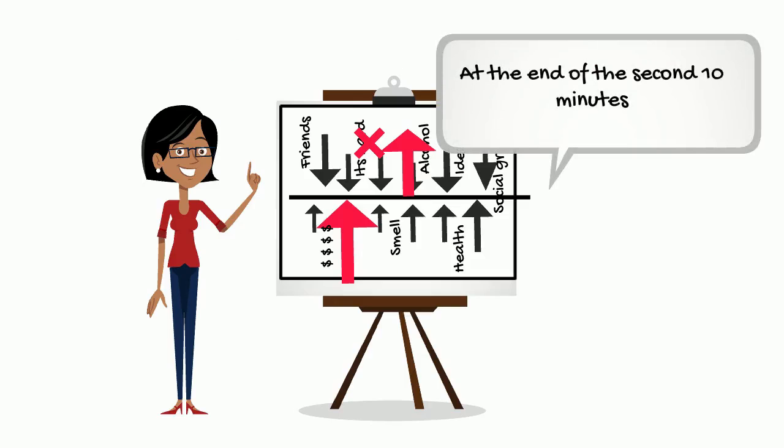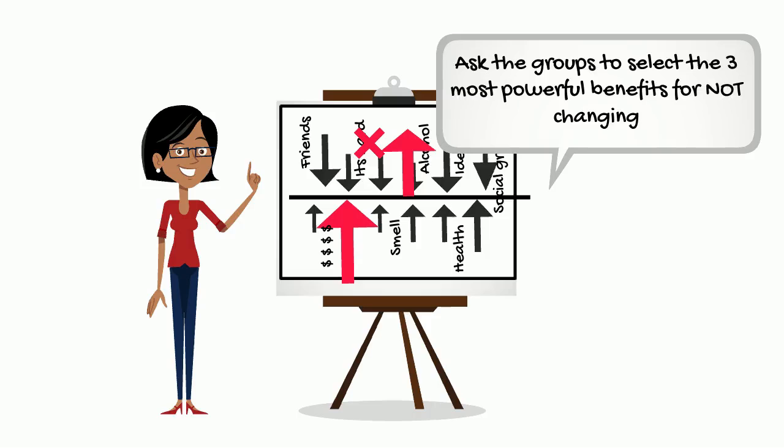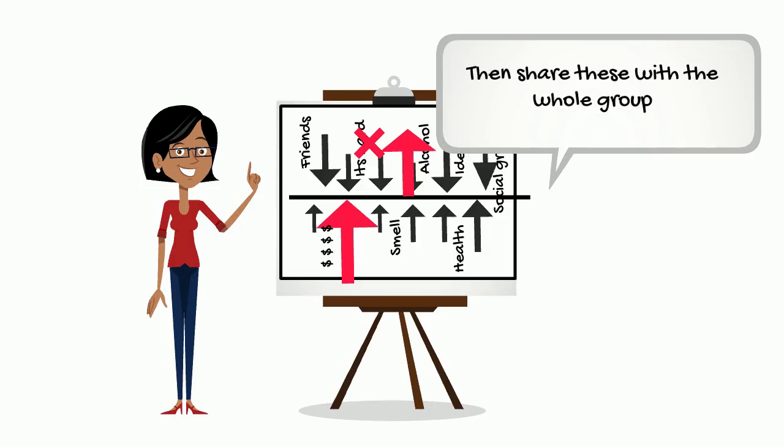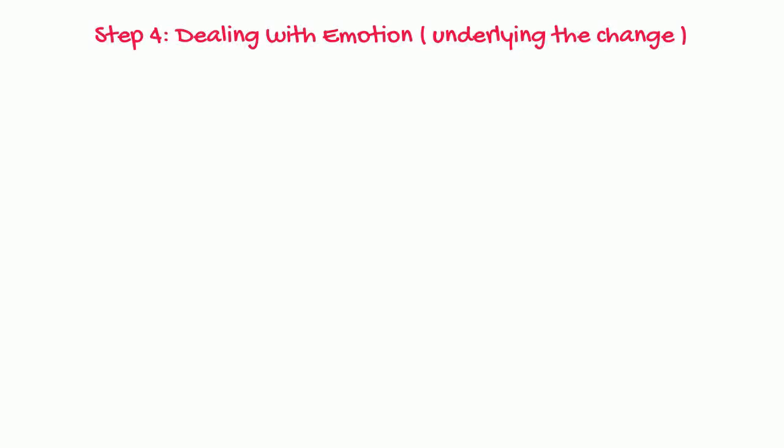At the end of the second 10 minutes, ask the groups to select the 3 most powerful benefits for not changing and share these with the whole group. Step 4, dealing with emotion.